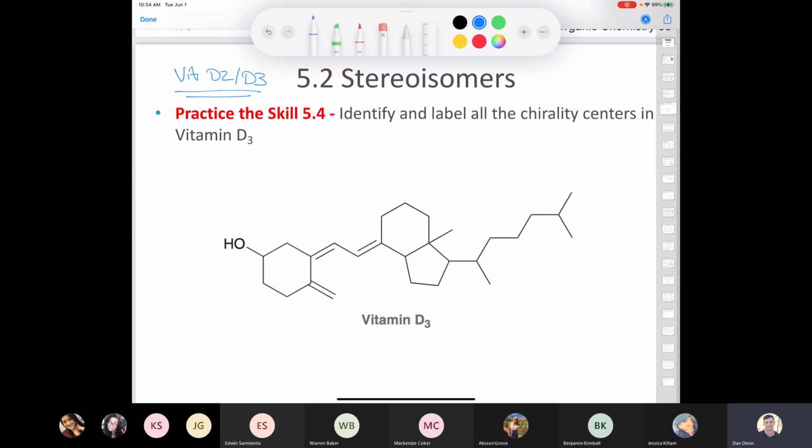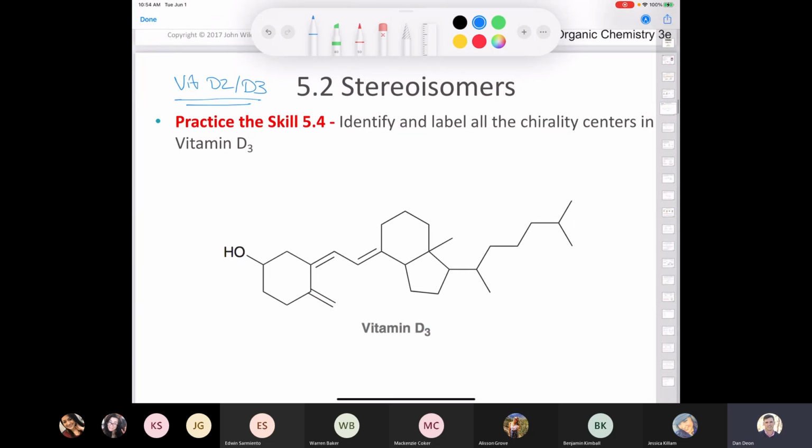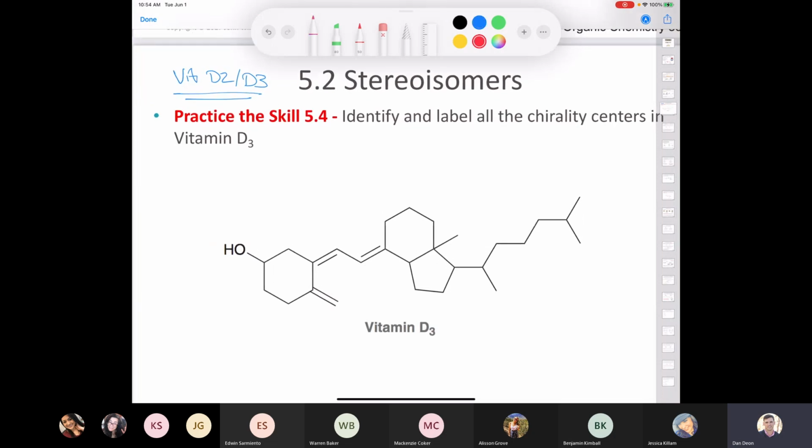I don't even know if I could draw the precursor to vitamin D3 offhand, but anyhow, could anybody identify a stereocenter? I think this is not an easy question the first time you see it, but it is in our textbook. It's a practice the skill. So I'll identify one here. This is definitely a chiral center, this carbon here with the hydroxyl group attached to it, right? Because you've got the hydrogen, you've got the hydroxyl. You can see that this pathway going over here is different than this pathway going over here. So those are 4 different groups.